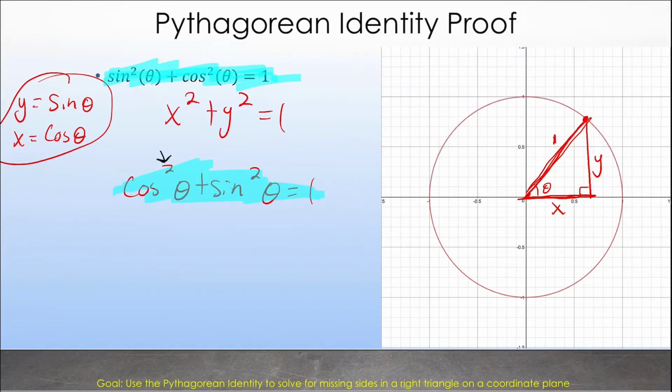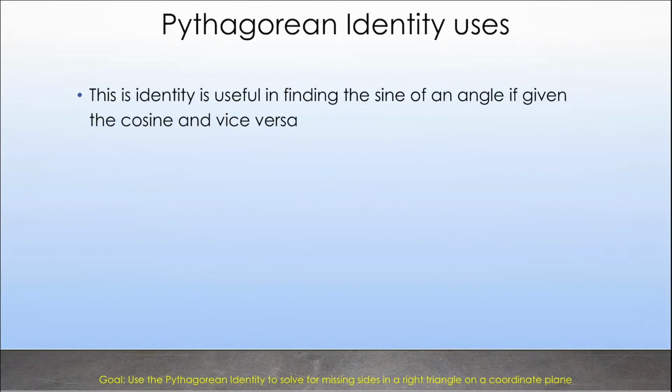Make sure that you put the squared in between the cosine and the angle measurement, in this case theta. This allows us to say that we're squaring the whole function and not just the angle. Now we can use this to solve some things. The Pythagorean identity is pretty useful in finding the sine of an angle if given the cosine, and vice versa. So if I only know the sine, like the ratio, I can find the cosine as well.